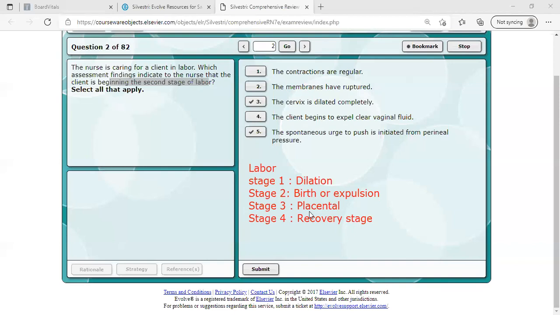During stage 3, inspect the placenta for 2 arteries and 1 vein. This is a question the NCLEX board frequently asks. And stage 4 we call the recovery stage. What does it mean? It means from delivery of the placenta until the mother's condition has stabilized.